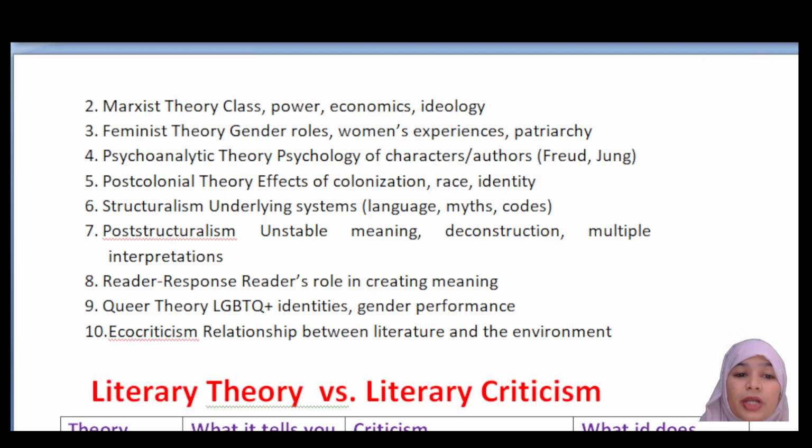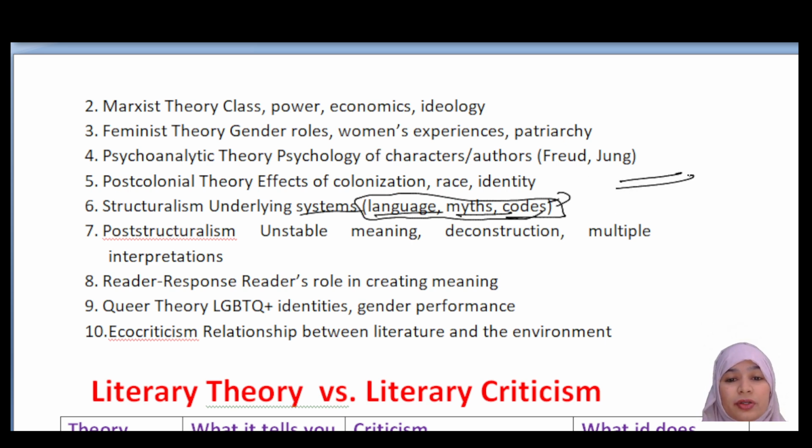And what about structuralism? Underlying systems like language, myths and codes. How the language is structured in that particular work; studying that. And post-structuralism means unstable meaning, deconstruction, multiple interpretation.